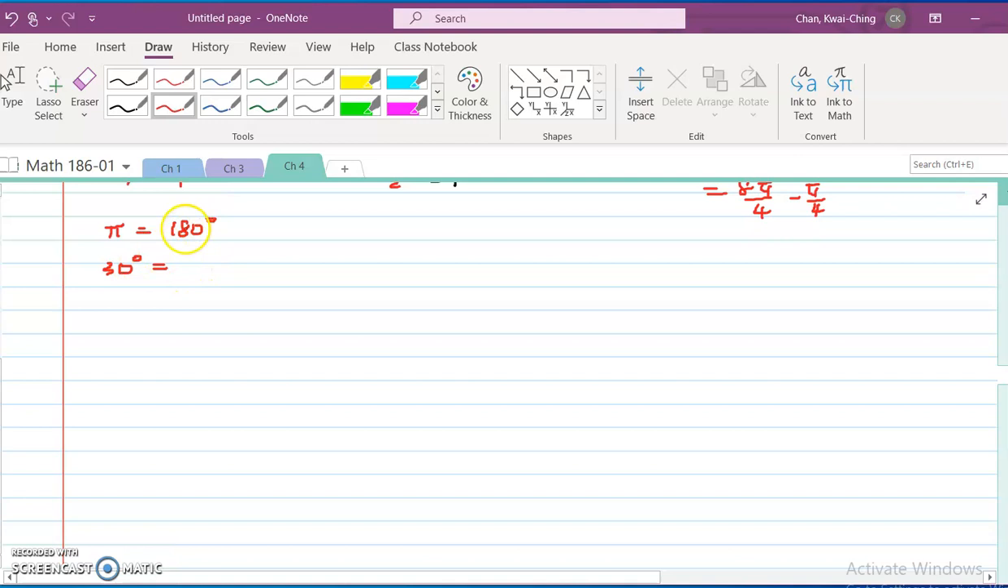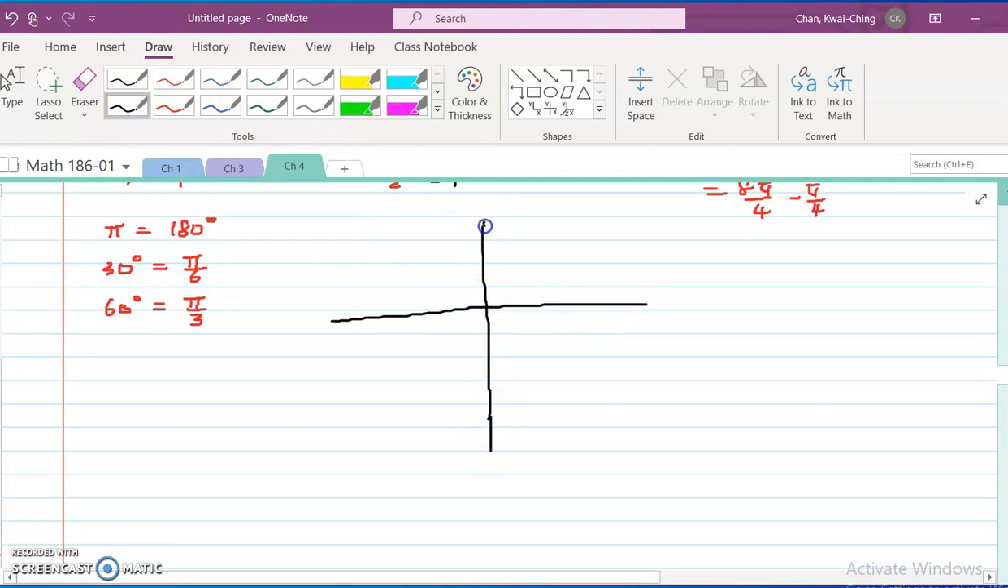So 30 degrees is 1/6 of 180, right? So I would write it as pi over 6. And also 60 degrees is what? It is 1/3 of 180. So it will be pi over 3. So that would be our standard or our baseline.